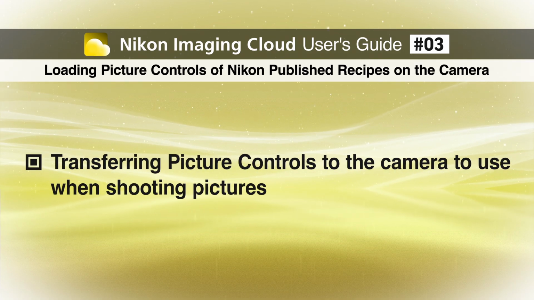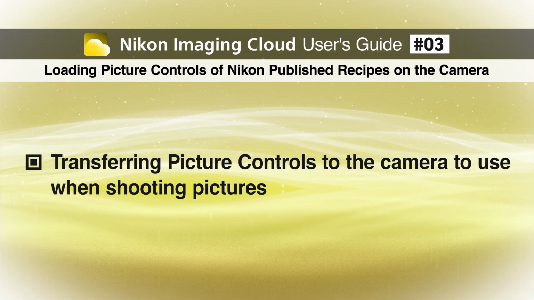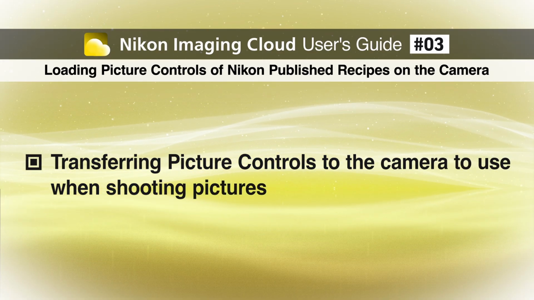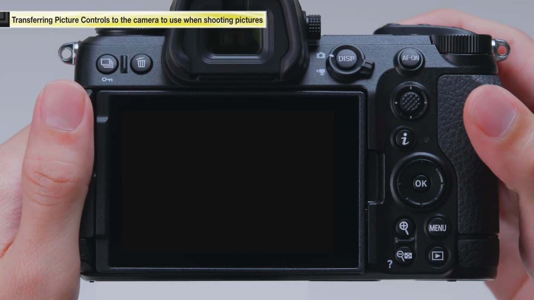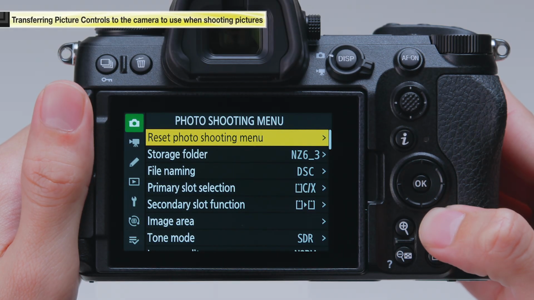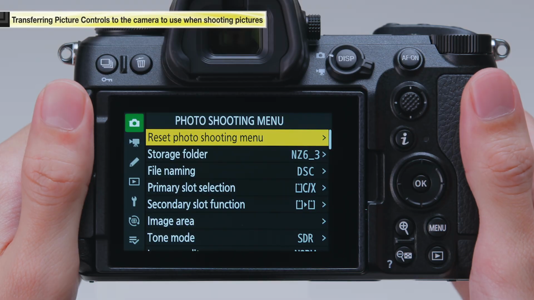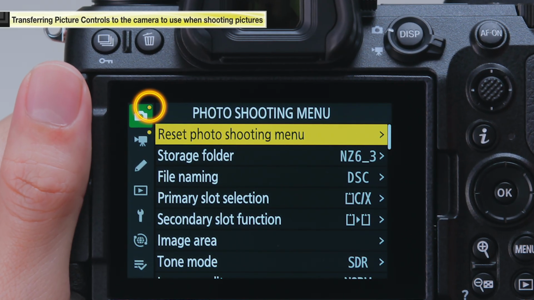Next, we will transfer the list of picture controls we created in Nikon Imaging Cloud to the camera. Turn the camera on. When the camera connects to Nikon Imaging Cloud, picture controls will be sent to the camera. Once the picture controls have been sent, a notification mark like this one will appear.